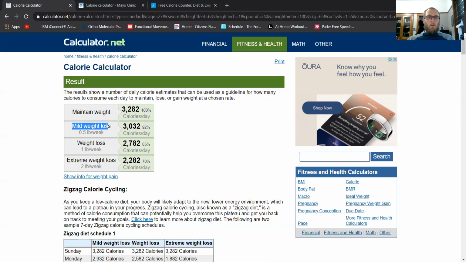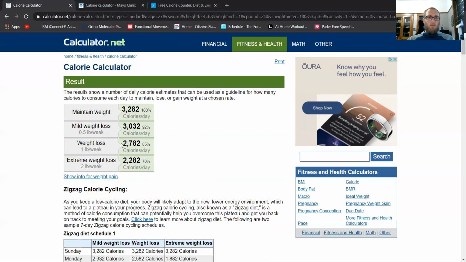If I want mild weight loss, which if you notice here, they have at half a pound a week, for some people it's like, man, that's super slow. It's actually fairly quick if you look at the grand scheme of things. It puts me at 3,000 calories. So it's just a 200 calorie difference. That's a Cliff Bar from home. I just eat one less Cliff Bar a day.